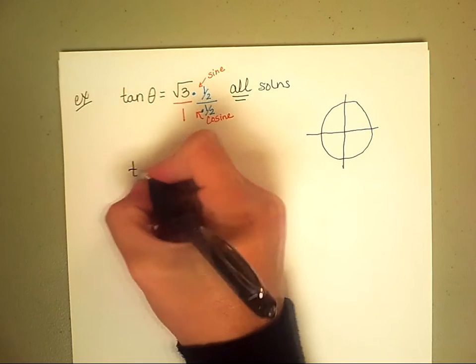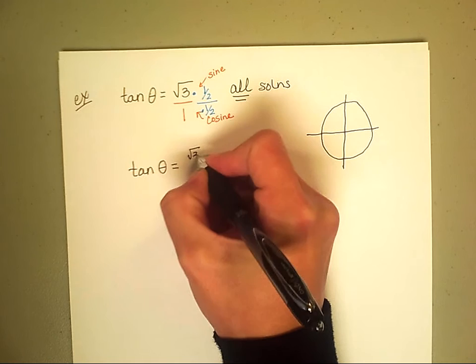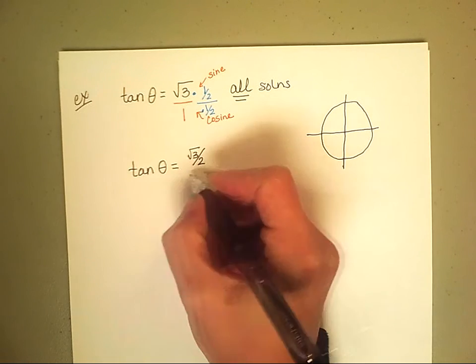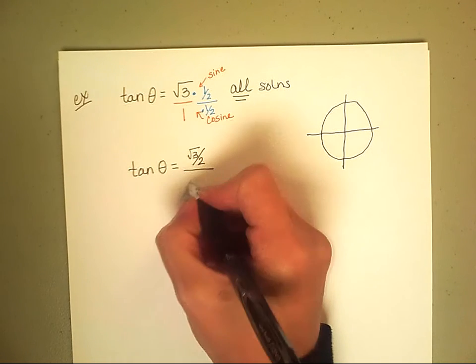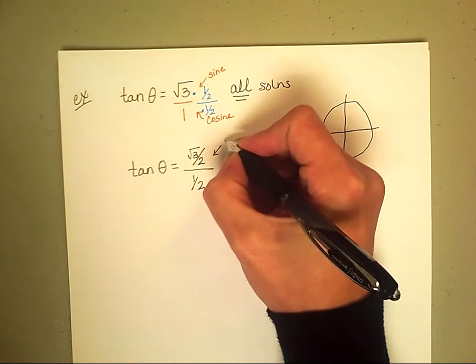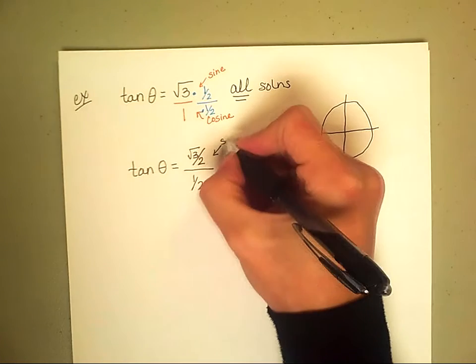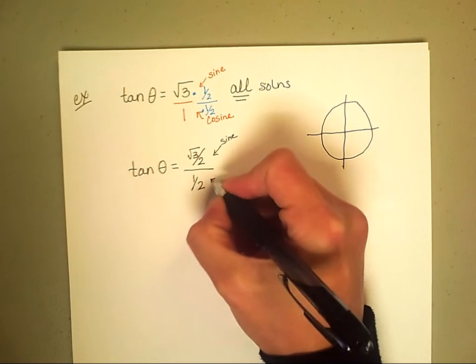And so what our equation now looks like is square root of 3 over 2, and 1 times a half is just a half. And now I know where this is going to be. This will be the sine, and this will be the cosine.